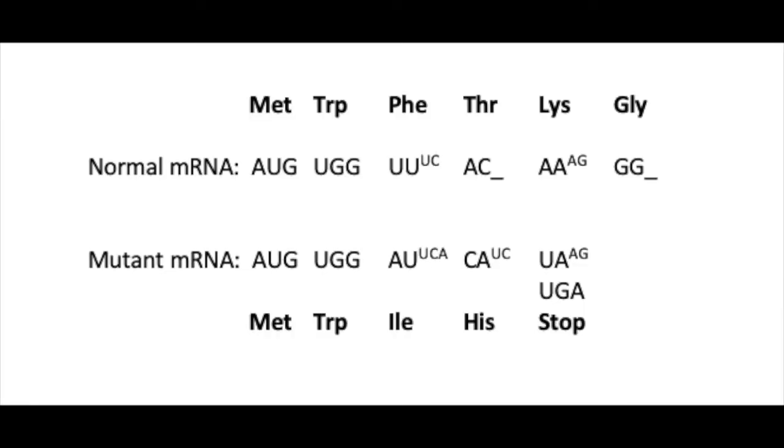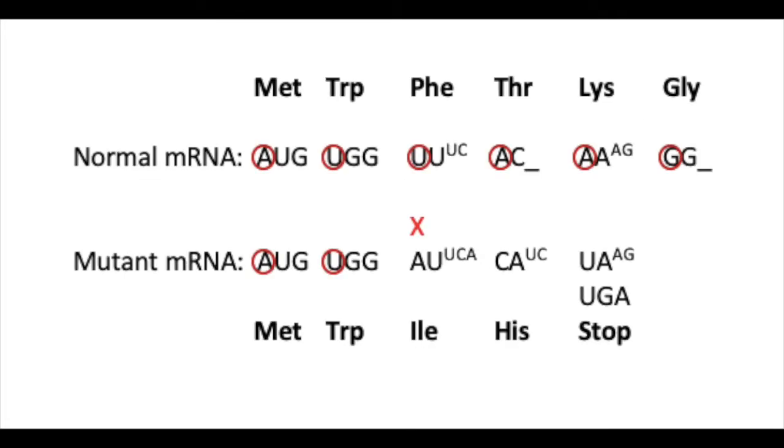Now I have listed all of the possible codon sequences for the mutant mRNA sequence, using the same format to designate the potential possibilities of nucleotide placement. The codon UGA was placed underneath UA superscript AG to avoid confusion because it is another potential stop codon, but the two do not share an identical second nucleotide.